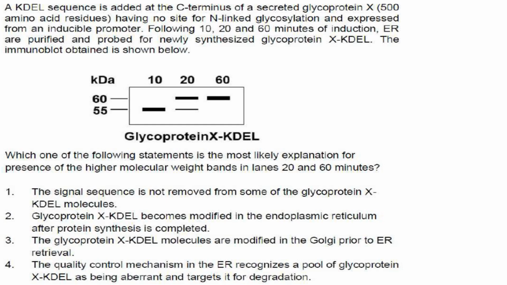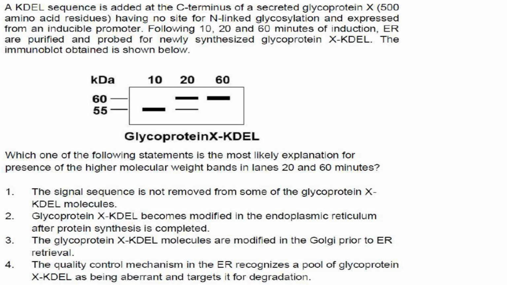Then the next one. A KDEL sequence is added at the C terminus of a secreted glycoprotein X. Now what is this KDEL sequence? The KDEL sequence prevents proteins from being secreted from the endoplasmic reticulum and helps these proteins return back to the endoplasmic reticulum if by chance they are exported. That means if they go to the Golgi complex, they can be exported back to the endoplasmic reticulum because of the presence of this KDEL sequence.